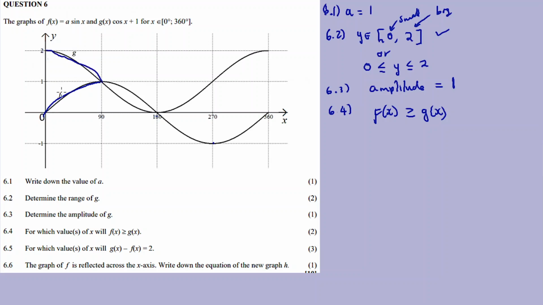Uyabona ukuthi f ukuphi ungaphansi, g ukuphi ungaphezulu. Right? It means that g of x is greater than f of x. But I'm looking for the part where f of x is bigger than g of x. Meaning f abe ngaphezulu, g abe kuphi ngaphansi. Yes? Abe ngaphansi.